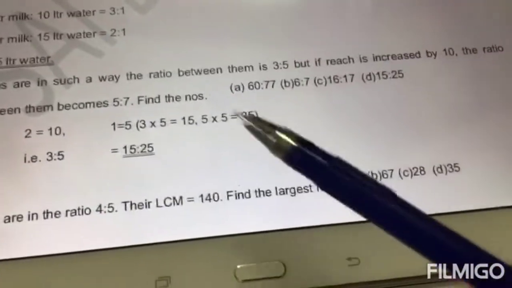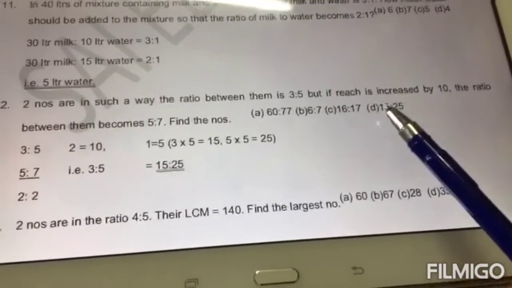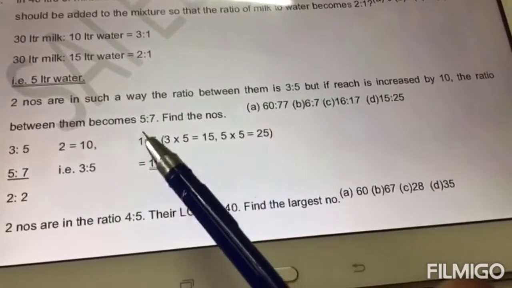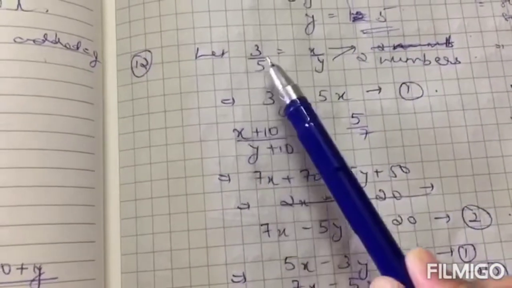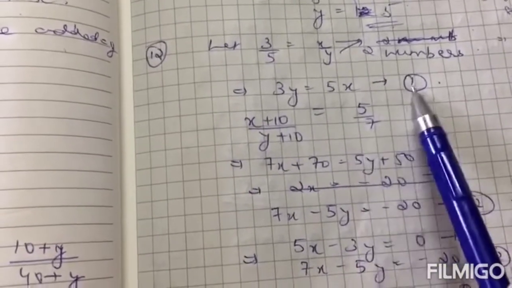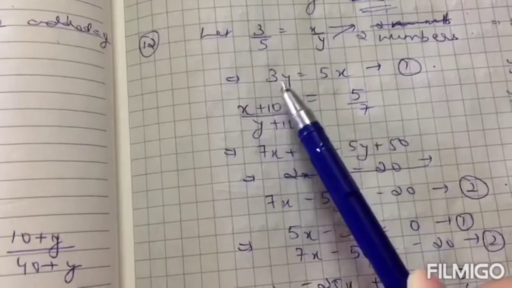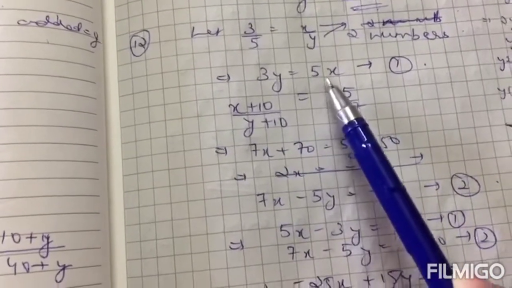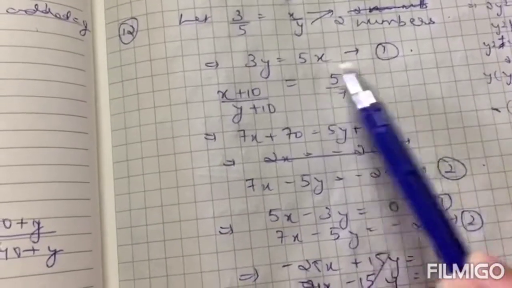Two numbers are such that the ratio between them is 3:5. But if each is increased by 10, the ratio between them becomes 5:7. Find the numbers. All right. Let the two numbers be x and y. So 3 by 5 is equal to x by y. When you cross multiply, we get our first equation: 3y is equal to 5x, which can be written as 5x minus 3y is equal to 0.